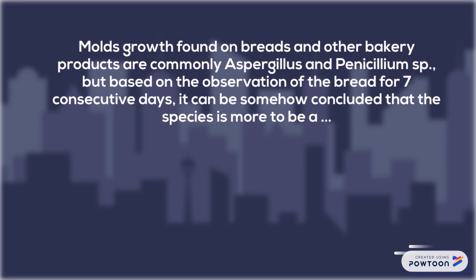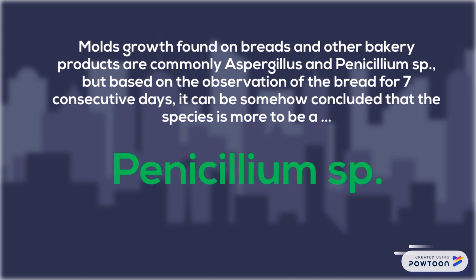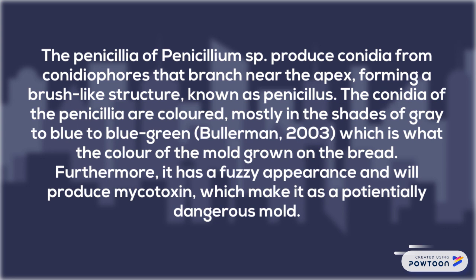Mold growth found on bread and other bakery products is commonly Aspergillus and Penicillium species, but based on the observation of the bread for 7 consecutive days, it can be concluded that the species is more likely a Penicillium species. Penicillium species produce conidia from conidiospores that branch near the apex, forming a brush-like structure known as penicillus. The conidia of Penicillia are colored, mostly in shades of gray to blue-green, which is the color of the mold grown on the bread.